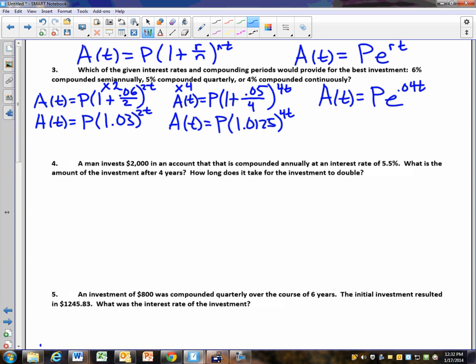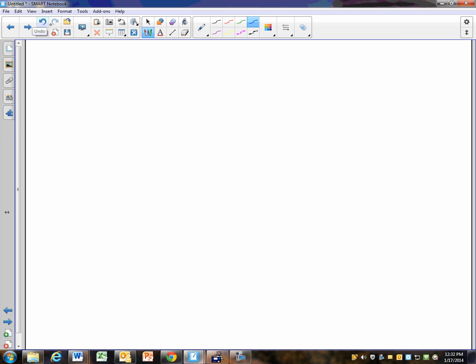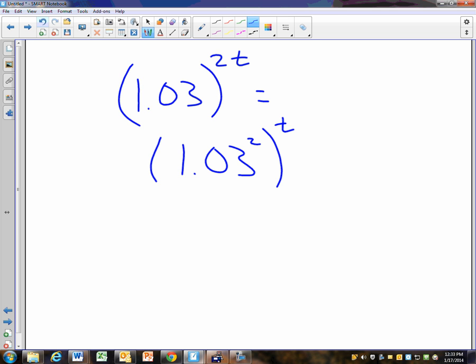If you notice, they all have a P and they all have a t, so what's going to make the difference is this number. But this number is raised to the 2t power, whereas this one's raised to the 4t power. We have to reconcile this. Let me show you a little trick that will help you on a problem on your assignment. Don't write this down, but just watch. 1.03 raised to the 2t power is the same as 1.03 squared to the t power. Do you agree that those are the same? Can you tell me why?